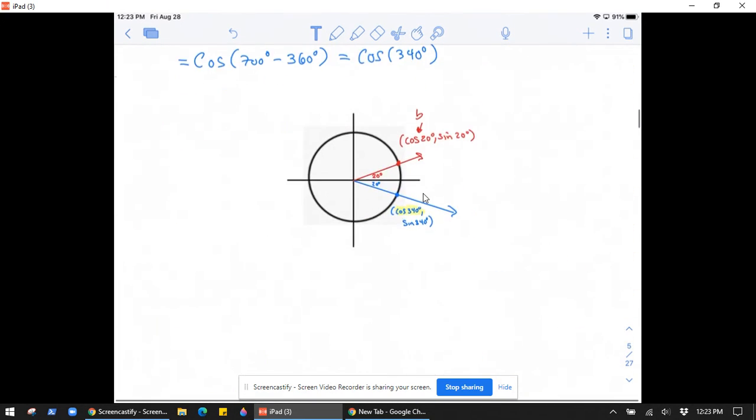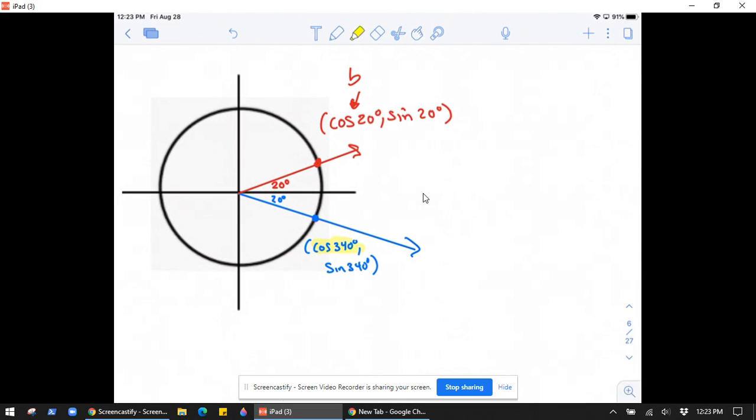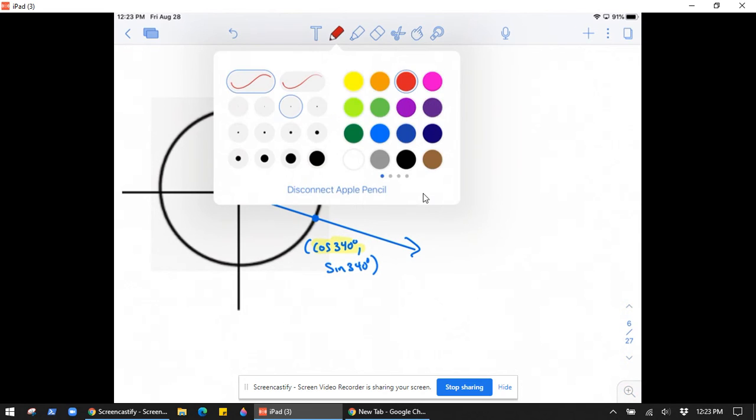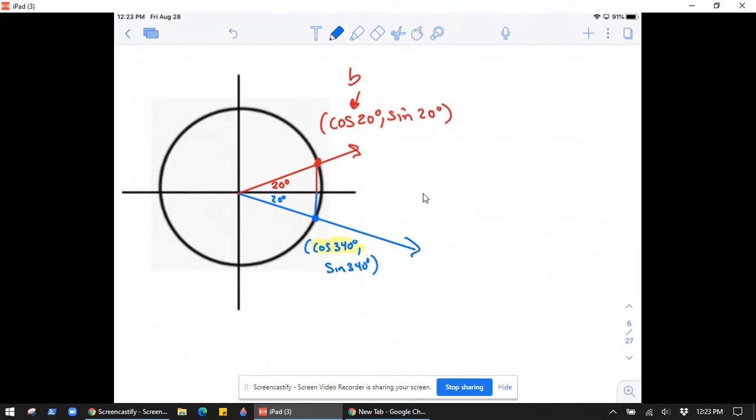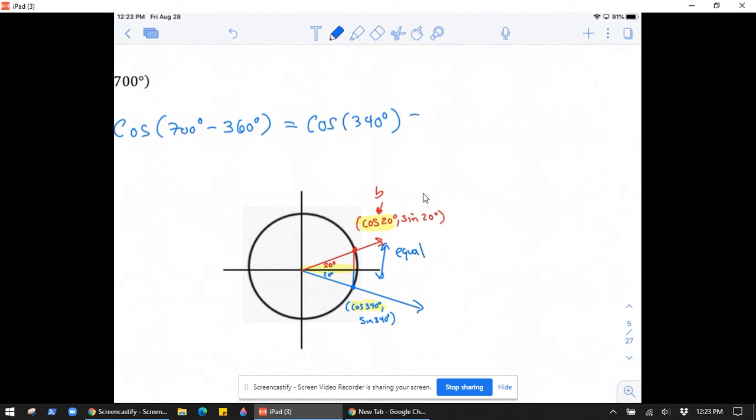So again, cosine is the x-coordinate. Let's just draw the right triangles in. The x-coordinate of this point is cosine of 340 degrees. The x-coordinate is that length. That happens also to be the same as the cosine of 20 degrees. So these are equal. So the cosine of 340 is equal to the cosine of 20, which was b.